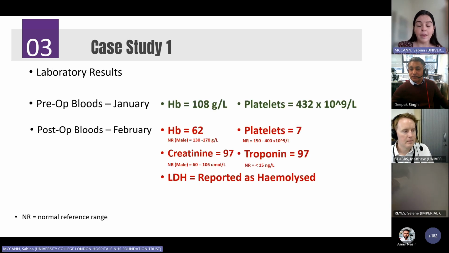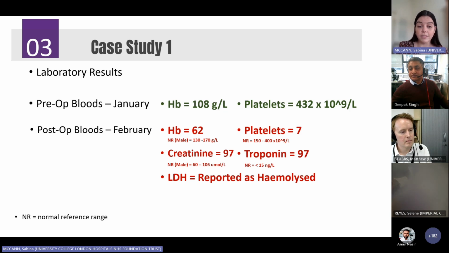So as this was a post-op patient, there was the opportunity to see some pre-op bloods done in January. This patient had a hemoglobin of 108 grams per litre and platelet count of 432. Following his procedure, the team sent some post-op bloods. The normal ranges are indicated under each parameter.